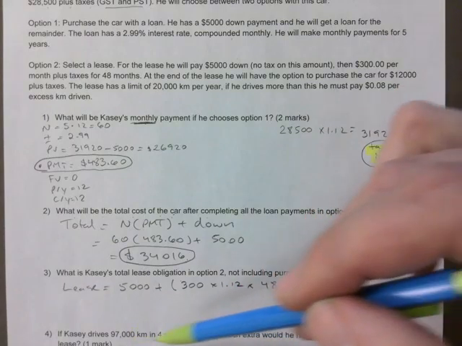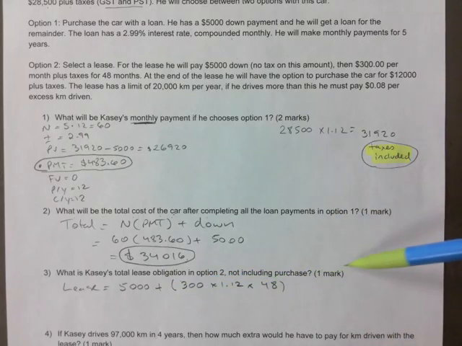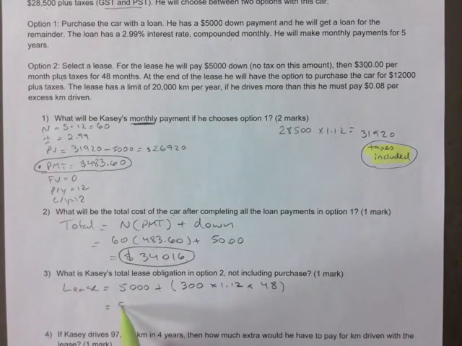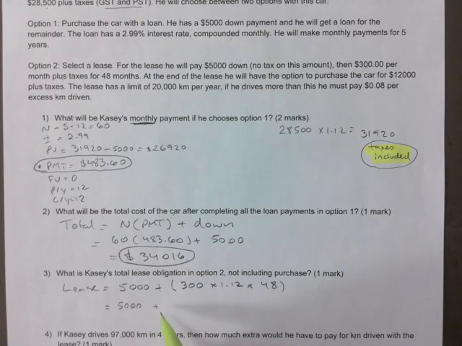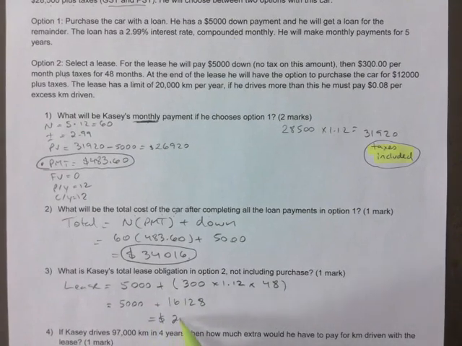So obviously, because I do the mileage next, I should have said, don't worry about the mileage here. If you did add the mileage, you're technically okay. This is going to be 16,128. So just the lease without the mileage is 21,128.